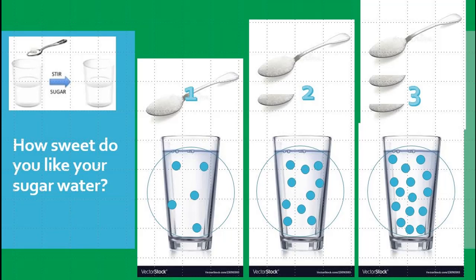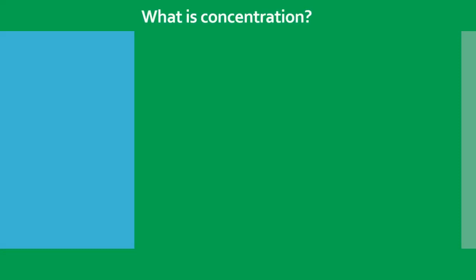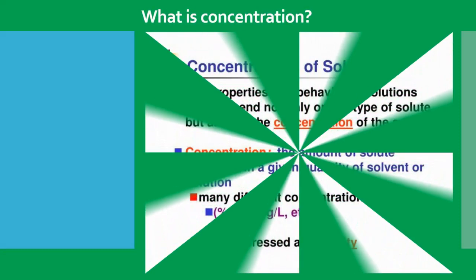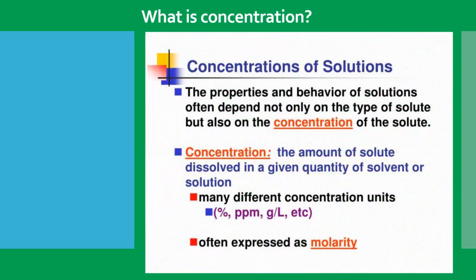So what do we mean by concentration? Let's have a look. Solutions can be when you dissolve a solute such as sugar in a solvent like water, but it could also refer to gases and solids. For example, an alloy could be a solution, the concentration of the one part of the alloy compared to the other.